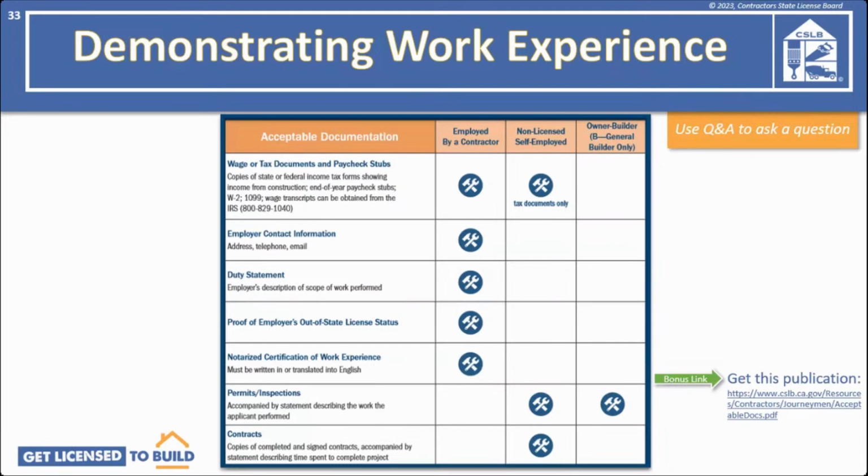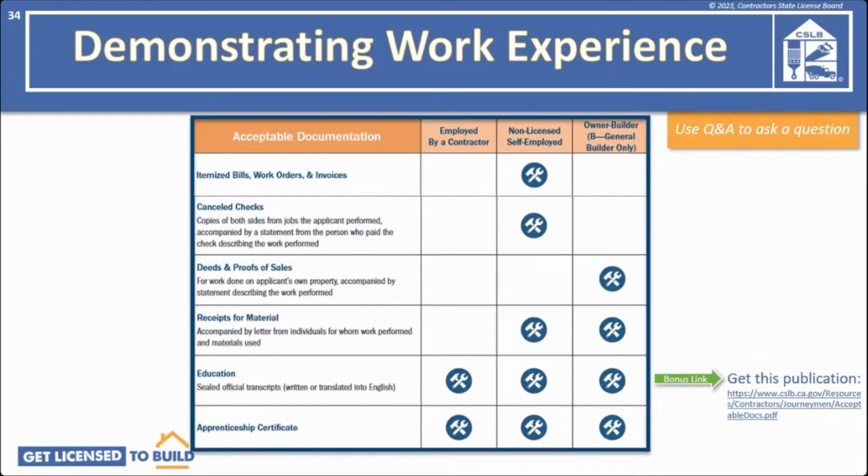If you look at the chart, you can see the first column is for documents you can use if you were employed by a licensed contractor. The second column is for documenting your experience if you've been self-employed. The third column is for documentation you will need if you are applying for a Class B general building contractor license and need to use owner-builder experience to meet the experience requirements. Here's the next page of acceptable documentation. Again, you can click on the link to view and print this publication.